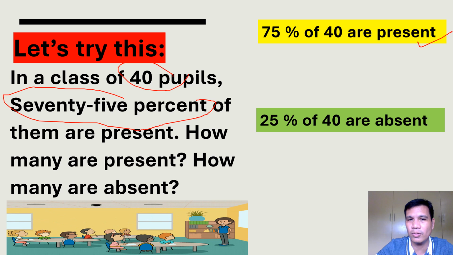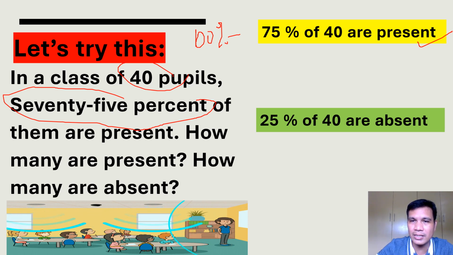So, check dito. Yung 25%, that is 100% minus 75%. So, para makuha kung how many percent are absent. So, 25% of 40 are absent. So, alam na natin kung ilang percentage ng mga absent at present.